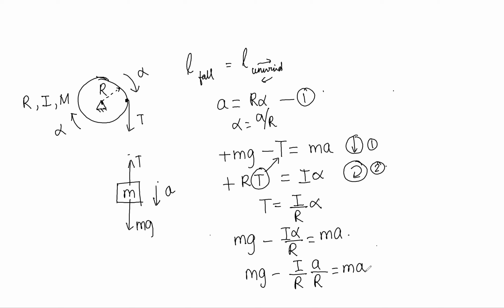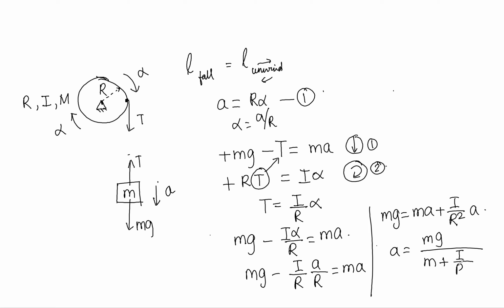Now I'll move this term towards the right side. So I'll get mg is equal to ma plus I divided by R square into a. So what is a? a is equal to mg divided by m plus I by R square. That is my value of a. So if you wanted to find out alpha, alpha is just a by R. So you will get mg divided by R divided by m plus I divided by R square.